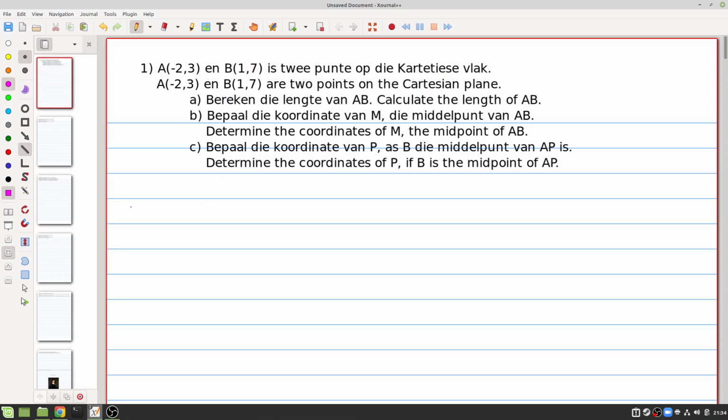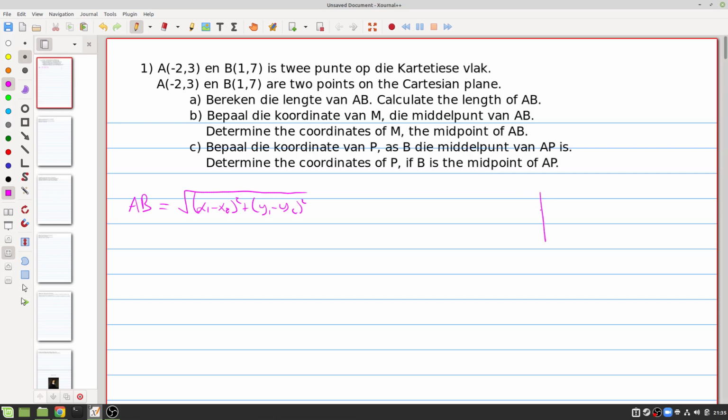Okay, so the length formula, let's just write down the formula first. Let's just write down the formula for length first. So if we want the length of AB, that's going to be the difference between the x values squared plus the difference between the y values squared. Okay, so that, remember where that comes from.